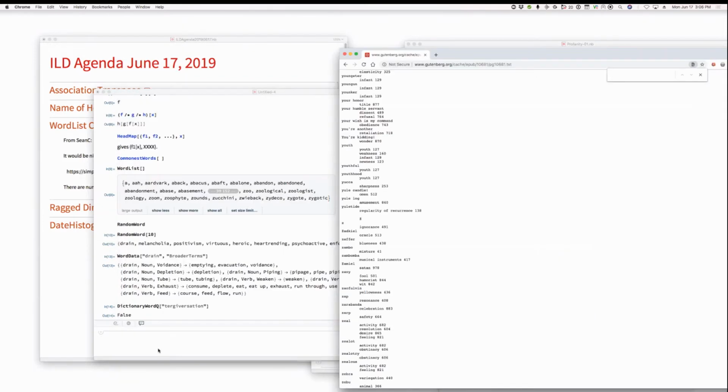Did I spell it right? It's in word data. Oh, so I just spelled it wrong. Well, wait a minute. Why isn't it in dictionary word queue?